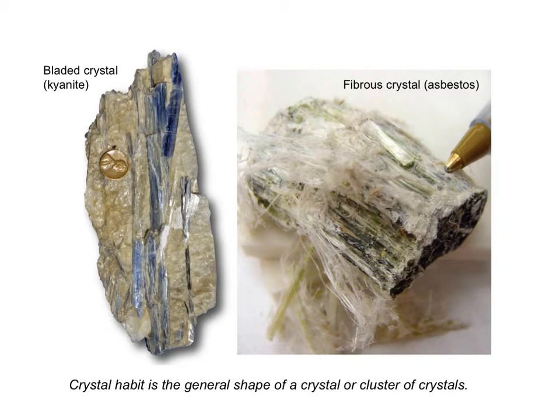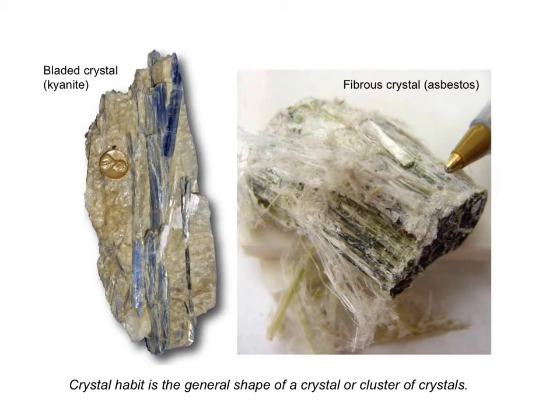Here are some examples of very different crystal habits. On the left, we've got our favorite kyanite crystal. Kyanite is actually a pretty rare mineral, but it shows up a lot in these lecture slides because it's, well, pretty. It has that diagnostic blue color, and also because it forms a crystal habit that is very recognizable, and we call that a bladed crystal habit. It has almost the shape of a knife blade.